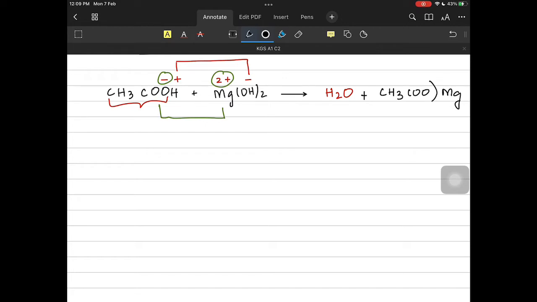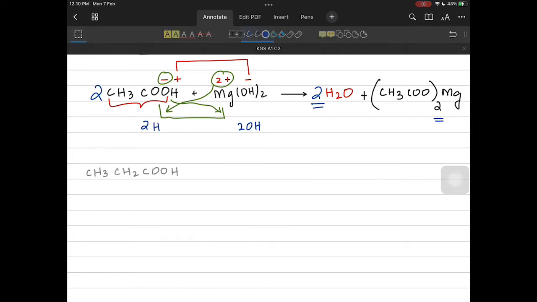So what do we do? We put a bracket and a 2 outside the anion of the carboxylic acid because the 2 from magnesium goes to the anion of the acid, and then we have to use a bracket. Similarly, we can see the balancing: there is one H in the acid and 2 OHs in the alkali. So to balance it, we put a 2 before the acid and it gives us 2 water molecules. Now, if we continue this scenario, we know how the formula making works.